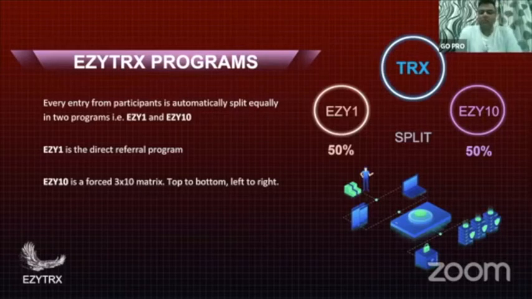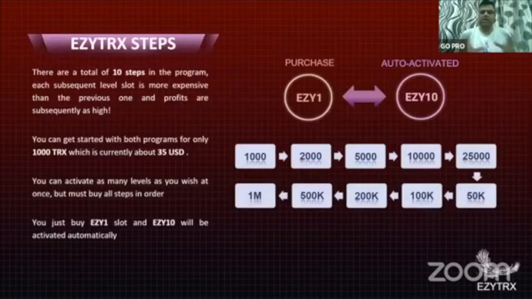Now, how this platform works is very simple. Whatever people participate in this, every step's participation amount gets split into two programs automatically. So you're not going to be doing anything yourself. Everything is automatic. One is called Easy One, which is a direct referral program. The other one is Easy 10, which is a 3x10 level force matrix. So we'll see both of them in detail in the next slides.